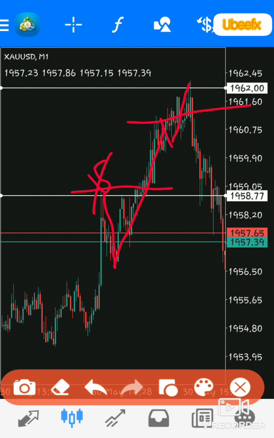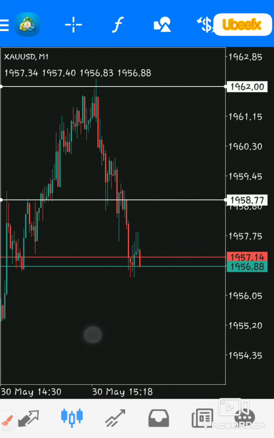So at this level, we see gold now dropped and gave us the entry pattern, and gave us the entry confirmation at this level. So we were in for a sell at this level. You can see what is happening right now. Gold is pushing down, right?